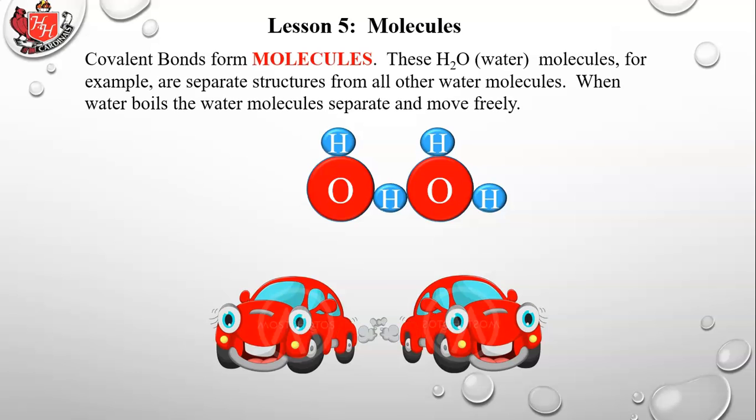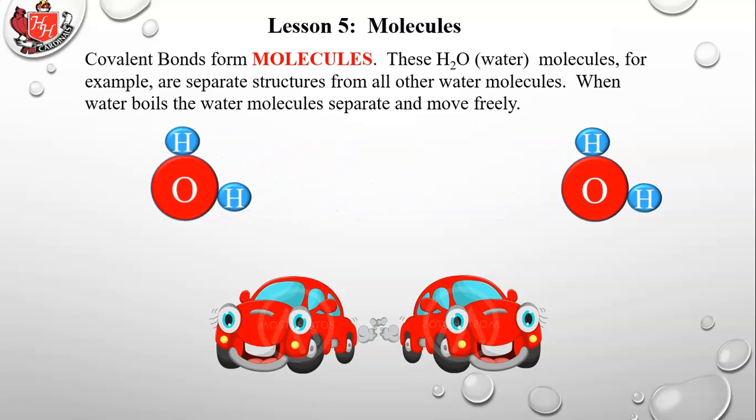Covalent bonds form molecules. These water molecules, for example, are separate structures from all other water molecules. When water boils, the water molecules separate and move freely. So you've all seen water boiling, steam comes up, and that steam is water molecules separating from the liquid water down in the pan, but also separating from each other up in the atmosphere so they can move around separately. So these 2 water molecules can separate and move separately.